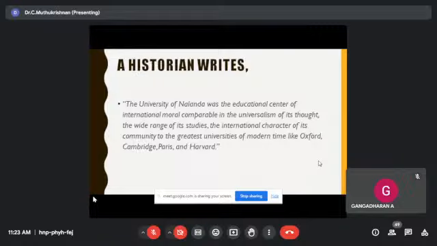I would like to read it once again. The University of Nalanda was the educational center of the international moral, comparable in the universalism of its thought, the wide range of its studies, the international character of its community, to the greatest universities of modern time like Oxford, Cambridge, Paris, and Harvard. You know that these are all ancient universities. Oxford, Cambridge, Paris, and Harvard are ancient universities, and among them our Nalanda University is also like Oxford, Cambridge, Paris, and Harvard. This is one of the fantastic quotations given by a historian.